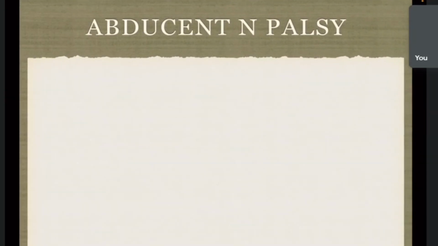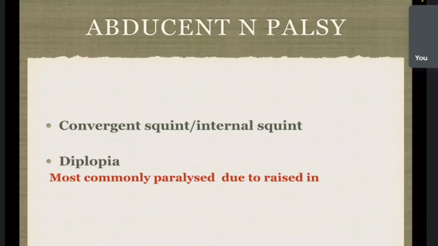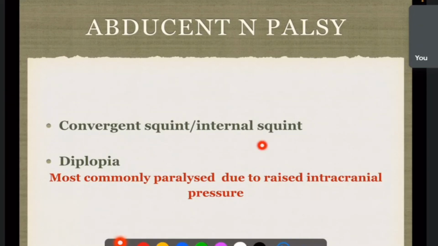What about the abducent nerve? What will be the symptoms? Internal squint. There will be internal squint, a convergent squint, because the lateral rectus is paralyzed and the medial rectus will overact. And there will be diplopia. In all the conditions, there will be diplopia. And this is very important.